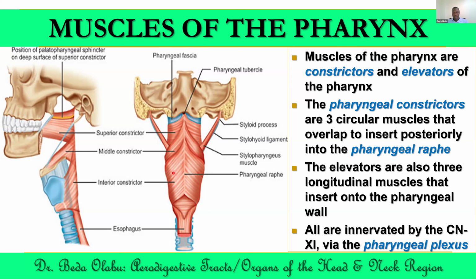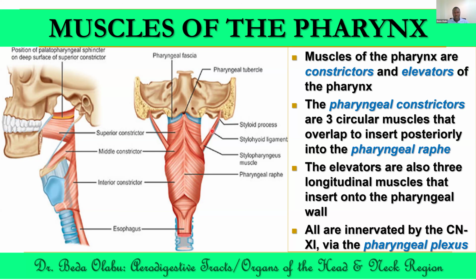A point to note about the pharyngeal muscles is that all the muscles of the pharynx are innervated by the pharyngeal plexus, except two of them. One is this one here, the stylopharyngeus muscle, which is innervated by the glossopharyngeal nerve, this 9th cranial nerve.